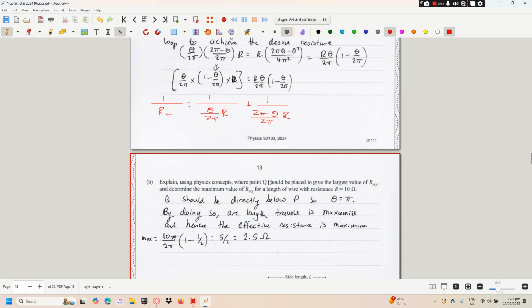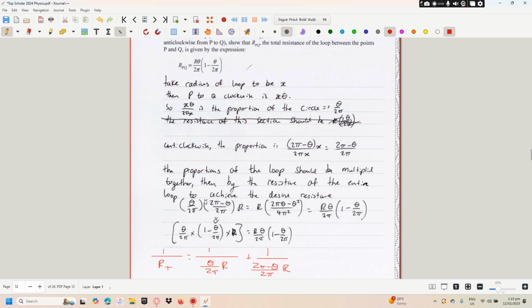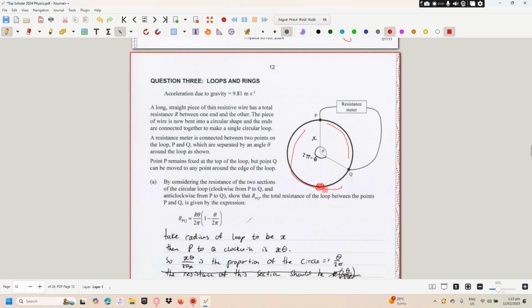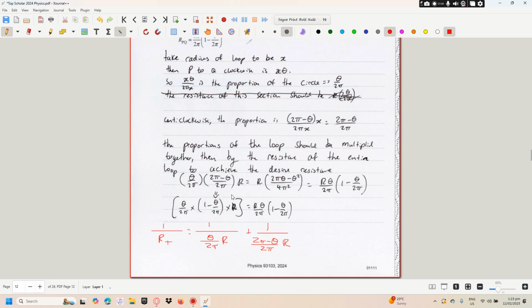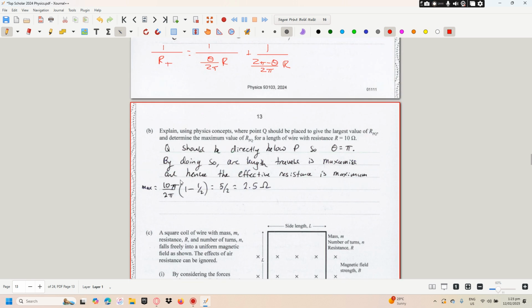Explain using physics concepts where point Q should be placed to give the largest value. So Q should be here, directly down. You've made both paths the same length. And when both paths are the same length, the resistance will be a maximum in a parallel circuit. So arc length traveled is maximized and hence effective resistance is maximized.